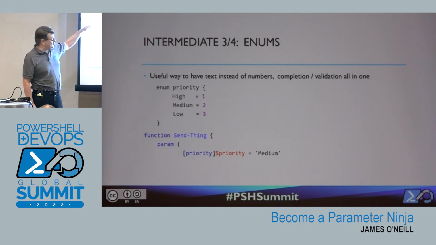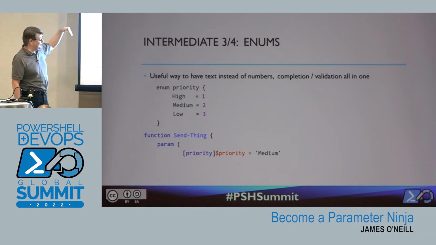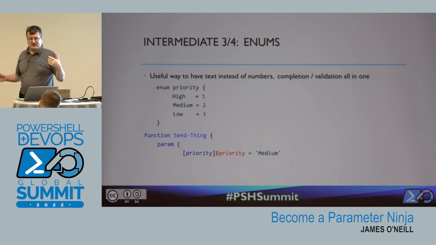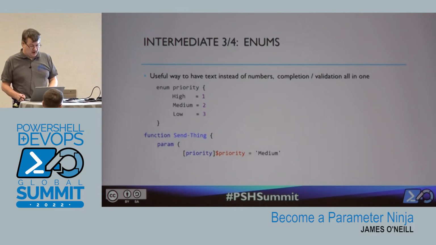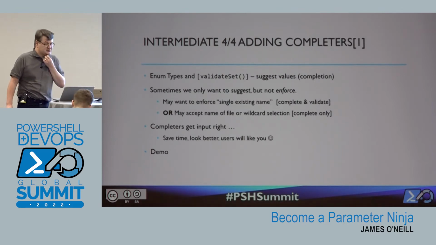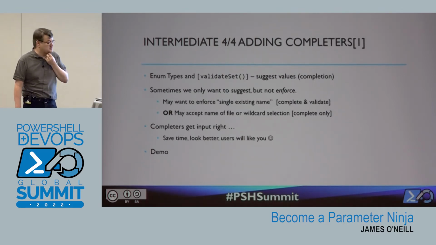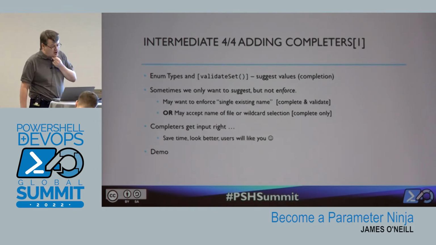Anyhow, an enum here gives me three things in one. I get shorthands because I can specify my priority as 1, 2, or 3, or high, medium, and low. I get validation of my user input, and I get automatic completion. So enums are a really helpful thing to have in the background, and we'll see enums in one of the examples that's coming up.